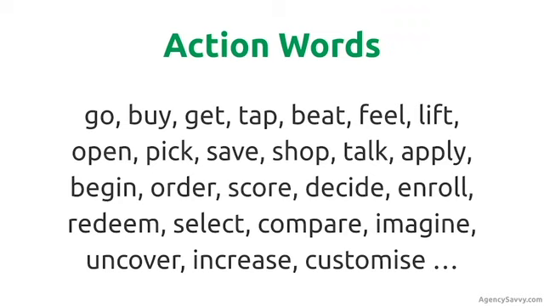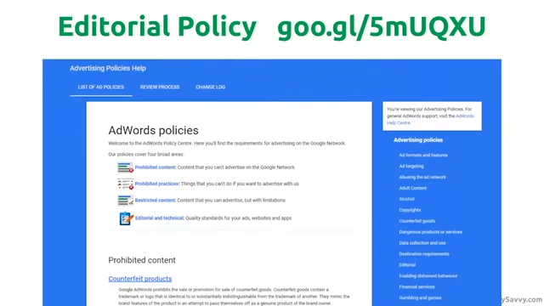You'll find blog posts with hundreds of these action words. Use action words in your ad copy. It's a good rule of thumb. It tells people to go do something. If it says compare blah, blah, blah now, then you're telling them to come to your site and compare. Redeem your coupon now.